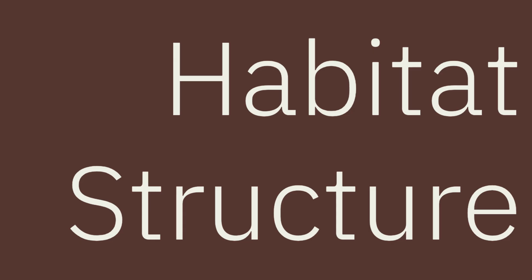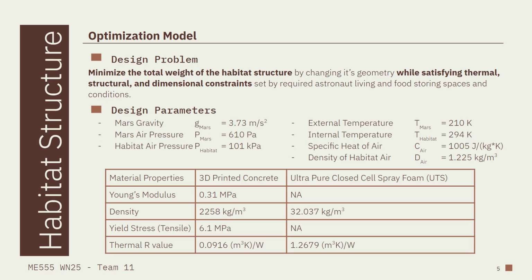Our first subsystem is habitat structure. The design problem is to minimize the total weight of the habitat structure while satisfying thermal, structural, and dimensional constraints. The subsystem's design parameters include Mars' atmosphere temperature and pressure, and the properties of the structure's material.